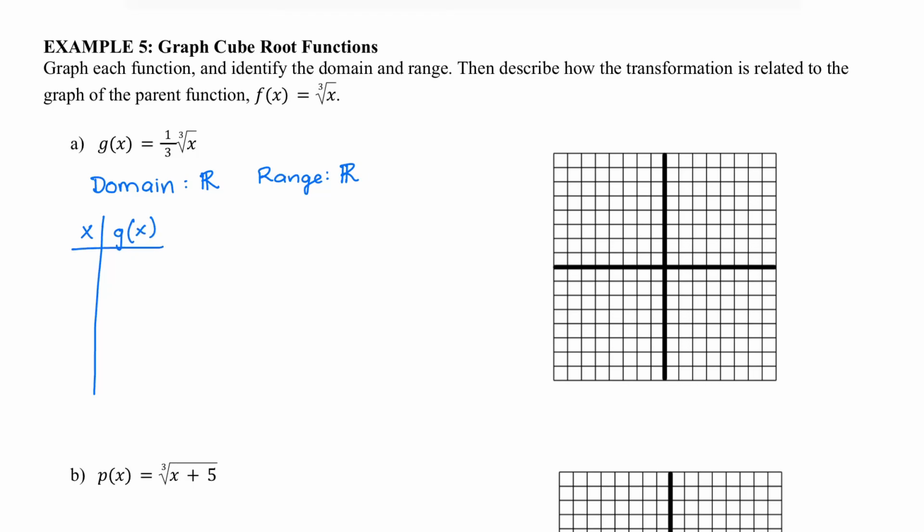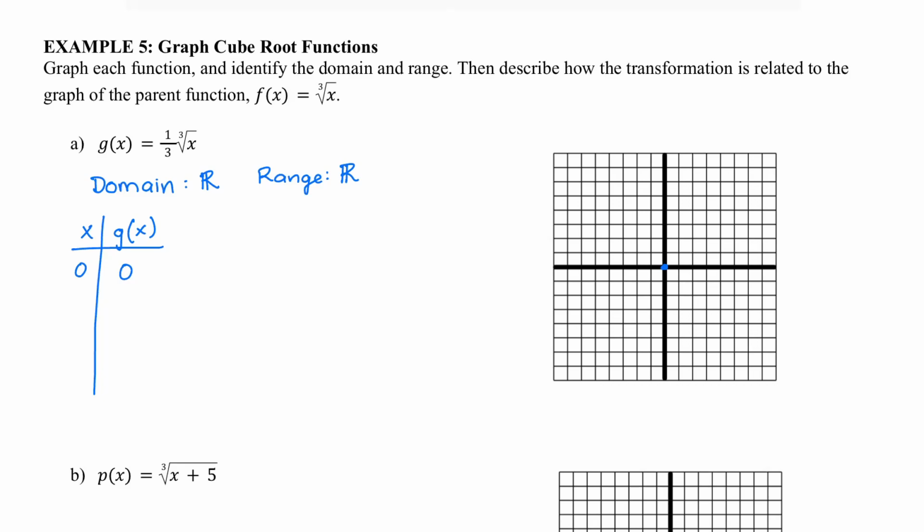If we plug 0 in here, 0 is a perfect cube. For this particular example, we want to find numbers that are going to give us a perfect cube. That way our math is simple. So if I plug in 0, the cube root of 0 is 0. 1/3 times 0 is 0. So we're going to graph 0, 0.